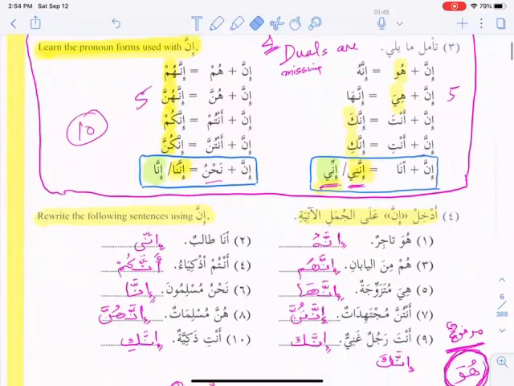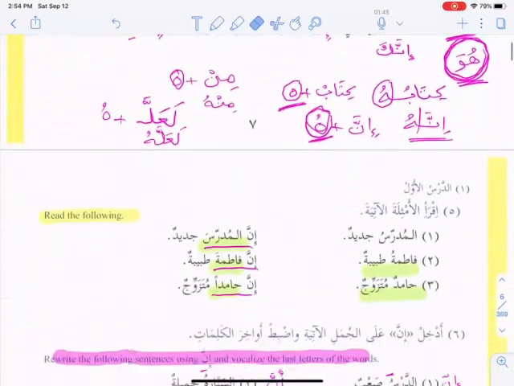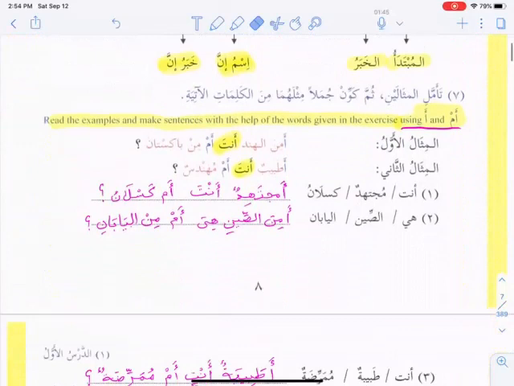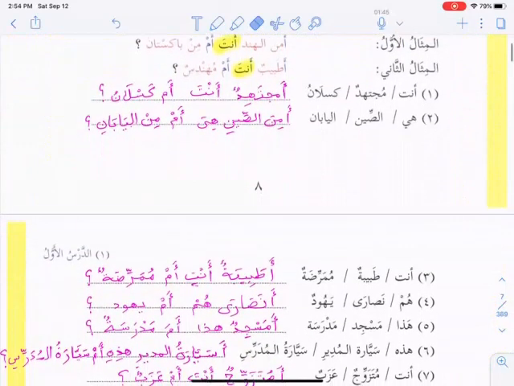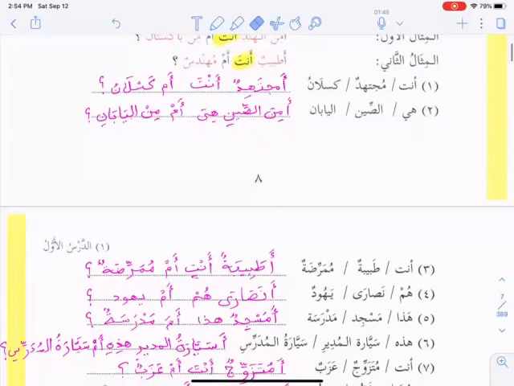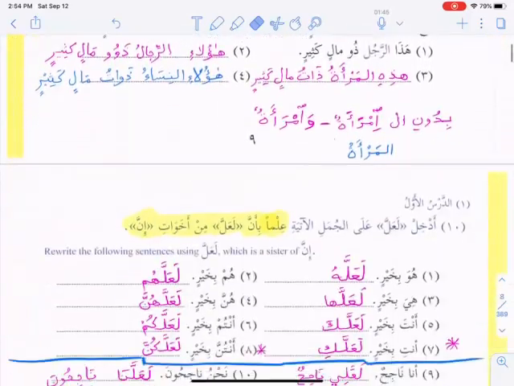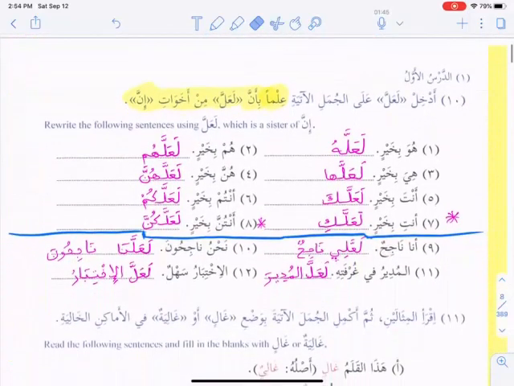Now the same thing we can do with what? We can do with laysa. No, laysa is a verb. La'alla. We can do the same thing with la'alla. Here. Same thing, my brothers and sisters. Again, it is not in sequence. So I will sing you the sequence.